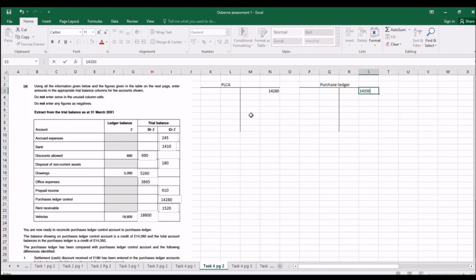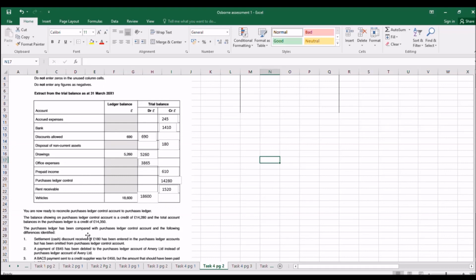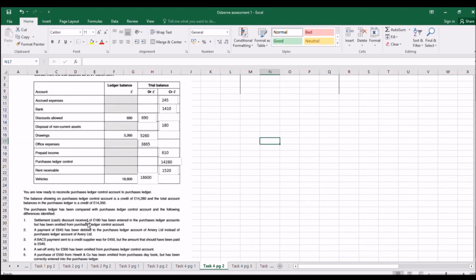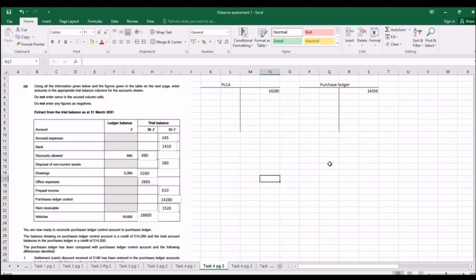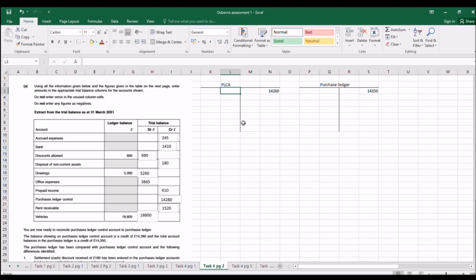14,350. Right. The purchase ledger has been compared with the purchase ledger control account, and the following differences are identified. Settlement cash discounts received of 180 have been entered in the purchase ledger accounts, but have been omitted from the purchase ledger control account. Okay, so 180 has been entered into here, but is missing from here. And this would be discounts received, so this would be a reduction in the amount there. So 180 would be journal number 1. So that's an error of omission.